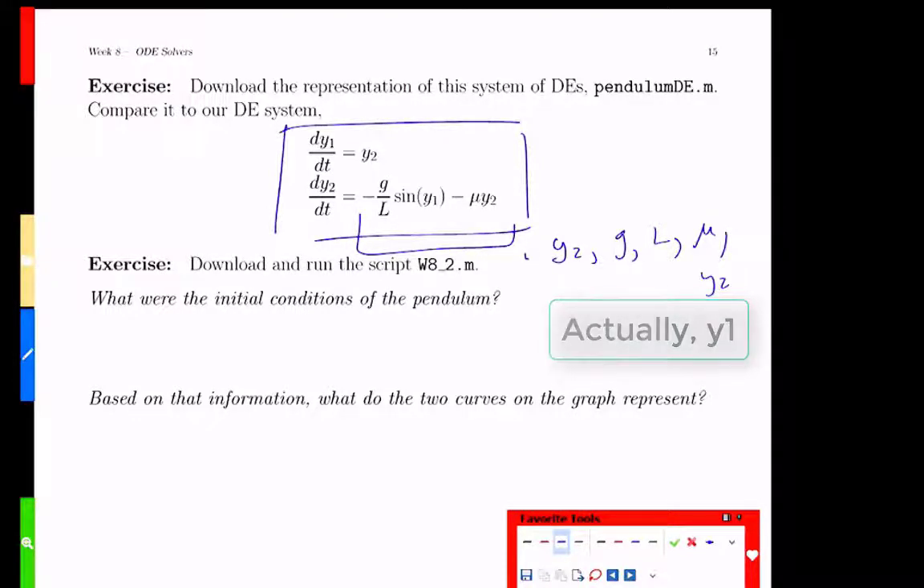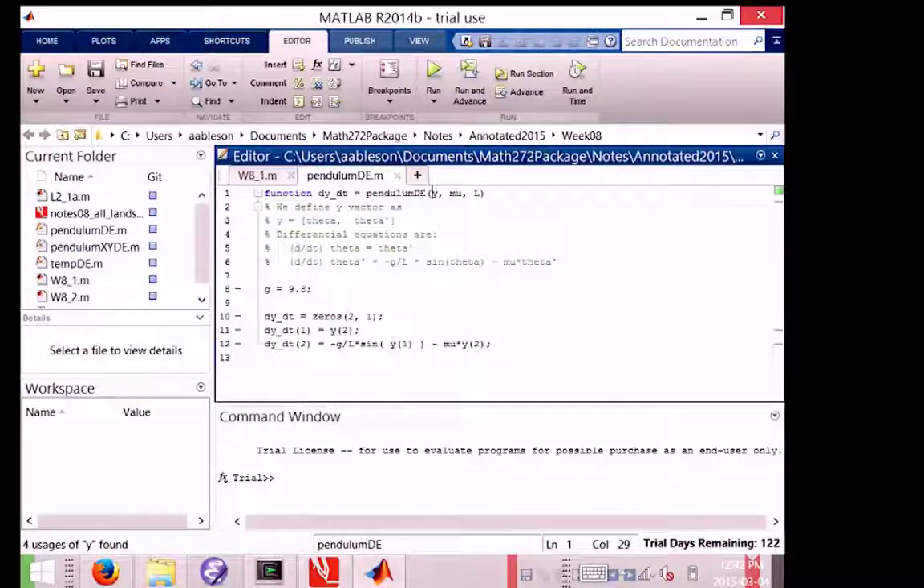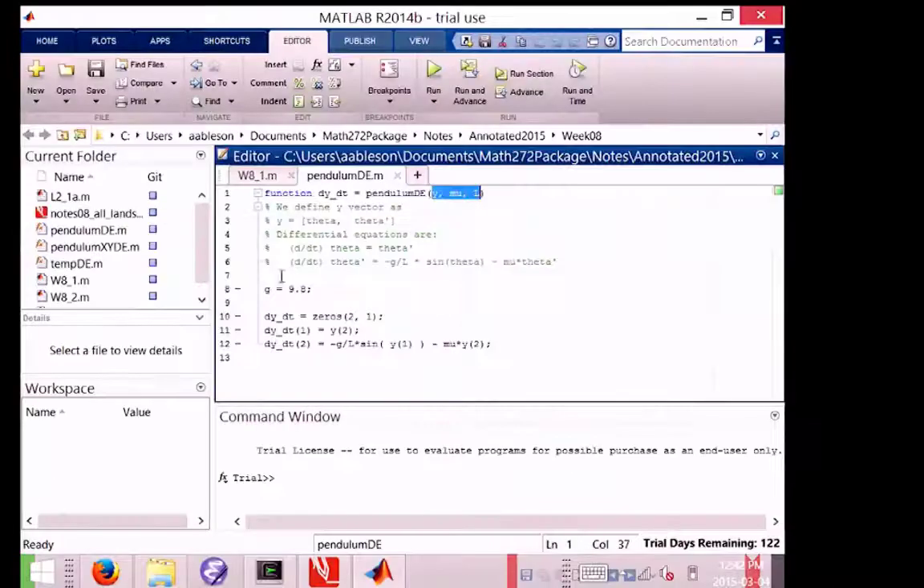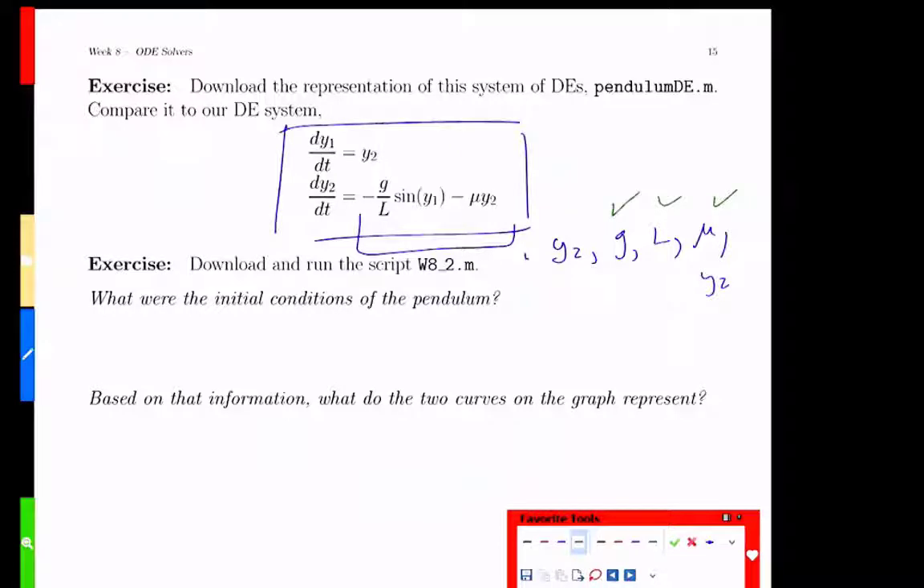Now, if you look at the input for this function here, you'll see almost that same list. You see y, mu, and l. Mu and l are good. G, I don't bother inputting because we're going to wire it, because we're not expecting to change the place where we're doing this, which is on Earth. So G's taken care of. Sorry, there should be a y1 here.